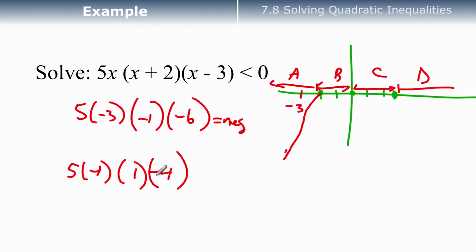Negative times negative is positive. It's going to be a positive 20. Therefore, everything in this B range is going to be positive. So the graph might come up like this and come down at that point there. And you can continue on.